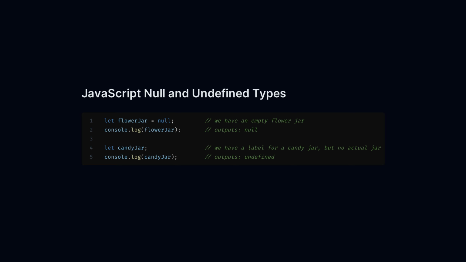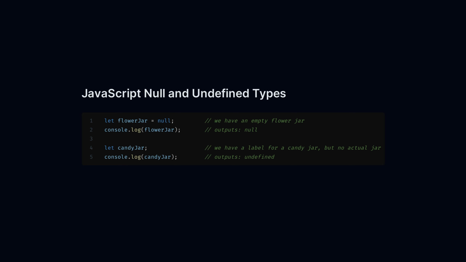Sometimes, in JavaScript, a variable doesn't have a value. That's where the special values null and undefined come into play. Null represents an intentionally empty or non-existent value. It's like having an empty jar in your pantry. You have the jar, it just doesn't contain anything. Undefined, on the other hand, signifies that a variable has been declared but hasn't been assigned a value yet. It's like having a label for a jar that you haven't actually bought yet.